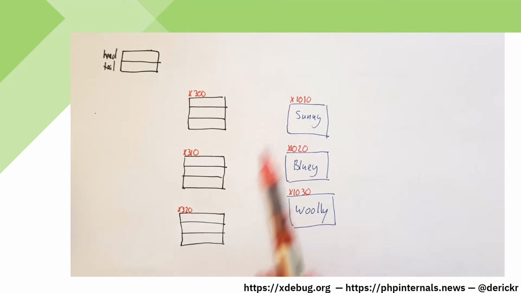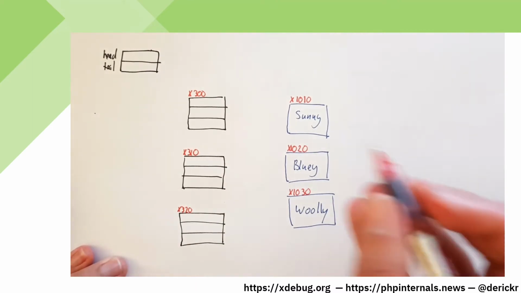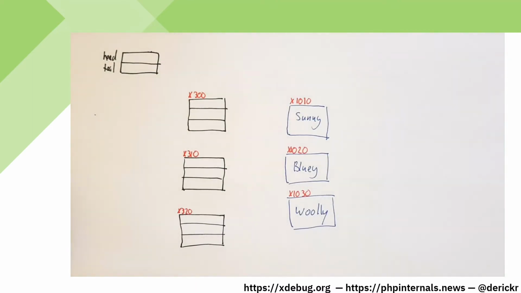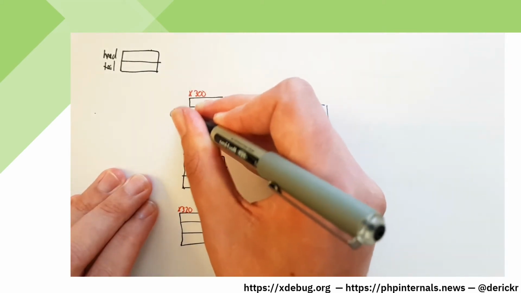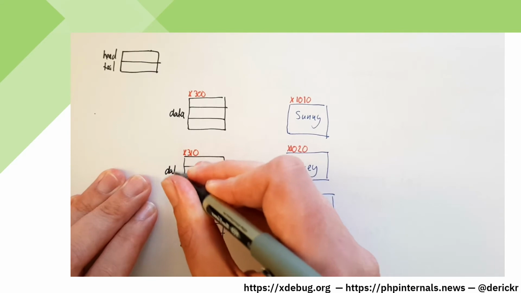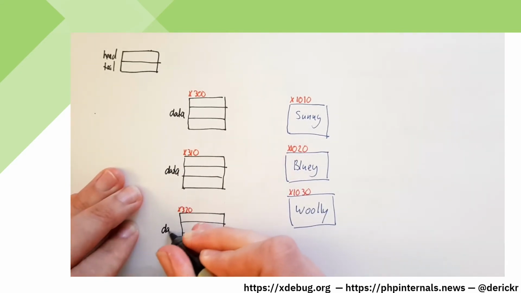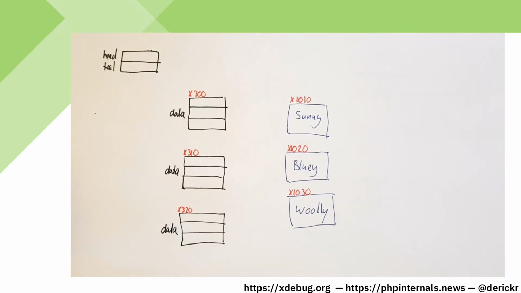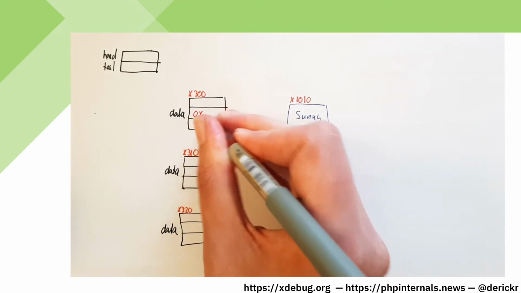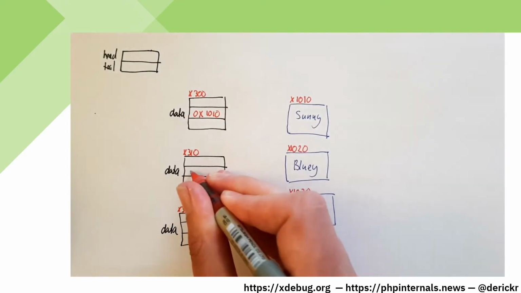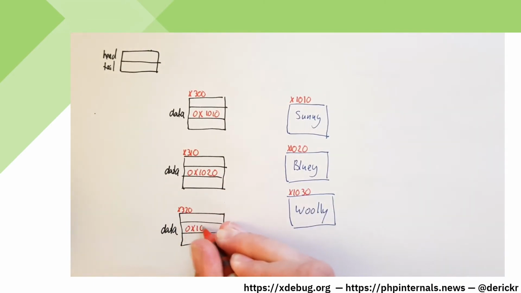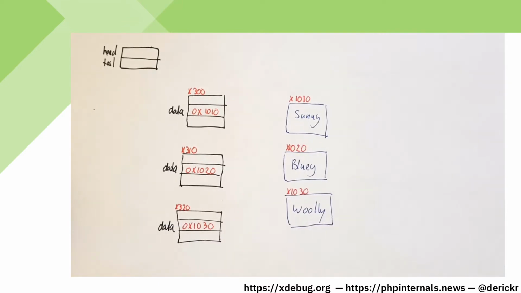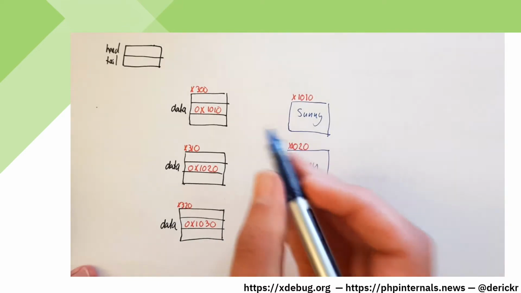And we remember that each of those list elements pointed to the elephants by pointer. So these pointers are called our data pointer, which we put in the middle element here, and you'll see in a moment why. And then we can point those to the right addresses. So this is 0x1010, 0x1020, and 0x1030. And that is pretty much these pointers that point here.